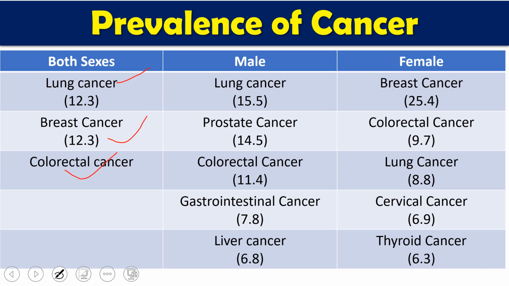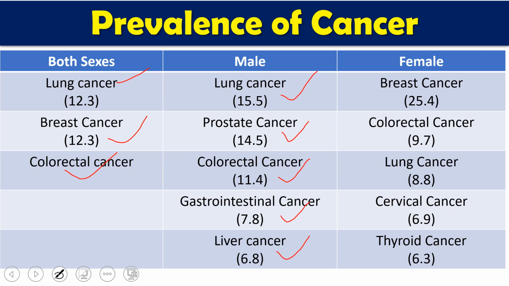When we talk about only males, the five most prevalent cancers are lung cancer, which is the leading one, on the top. Then the second most prevalent cancer is prostate cancer, roughly 14.5% prevalence rate. Then third is colorectal cancer. Fourth is gastric cancers, you can call it GIT cancers. And the fifth one is hepatic cancers, that is liver cancers.